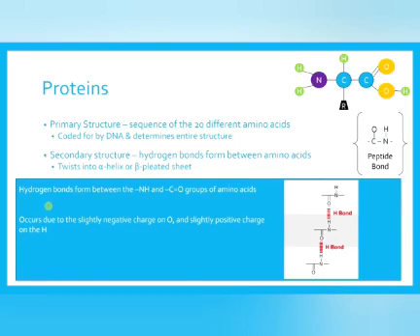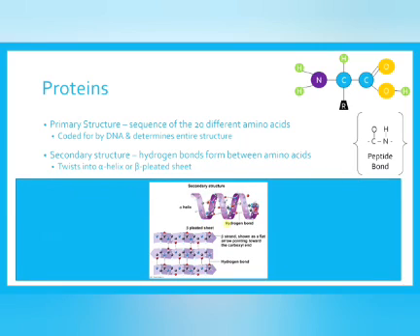I talked about this earlier, but this is basically showing what's happening. We've got a hydrogen bond forming between the oxygen of one peptide bond and the hydrogen of another peptide bond. As I said, it occurs due to the slightly negative charge in oxygen and the slightly positive charge in the hydrogen, forming the hydrogen bond, which we talked about right at the beginning of the video. This is showing what an alpha helix looks like, which is this one, and a beta pleated sheet.